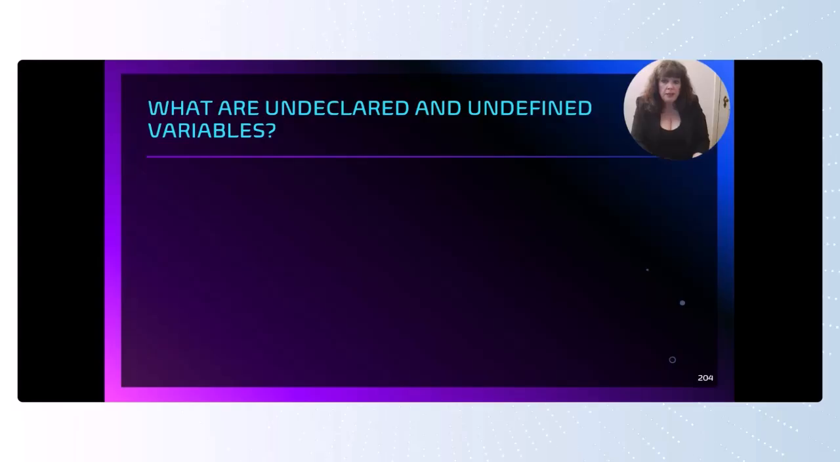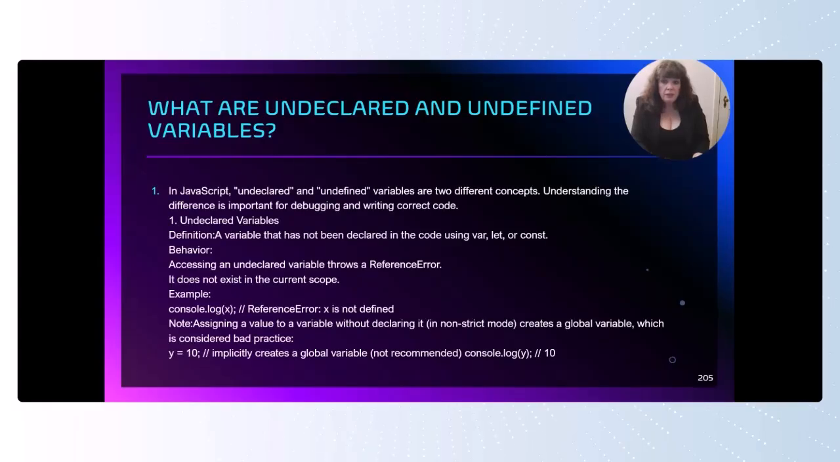What are undeclared and undefined variables? Undeclared and undefined variables are two different concepts. Understanding it is important for debugging and writing correct code. Undeclared variables are variables that have not been declared in the code using var, let, or const. And when you access an undeclared variable, it throws a reference error.